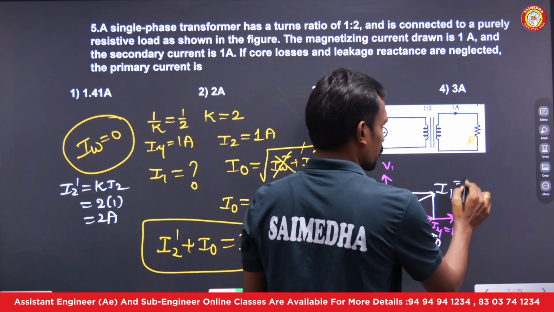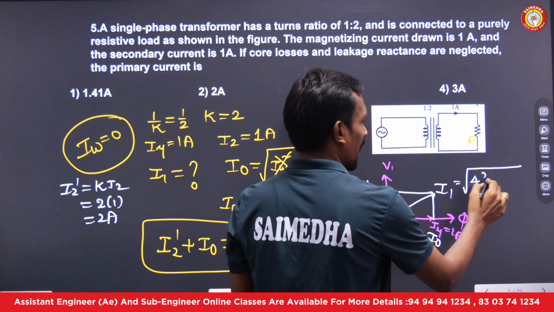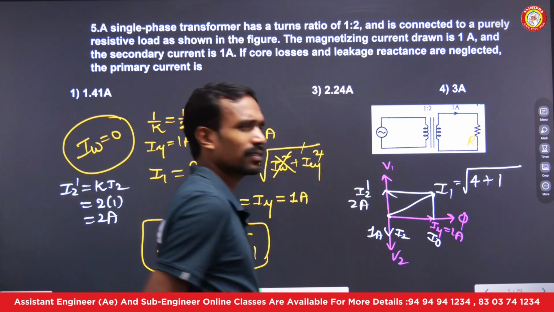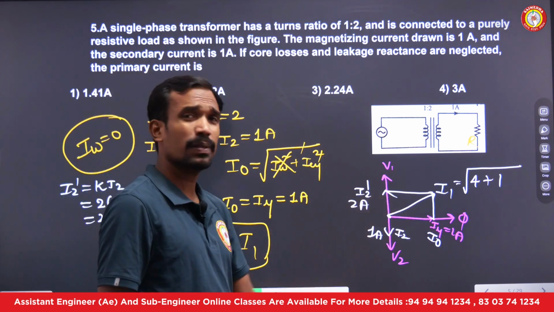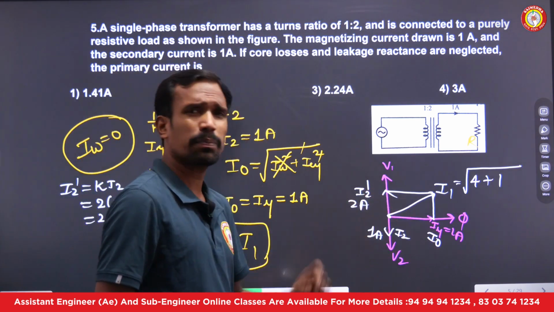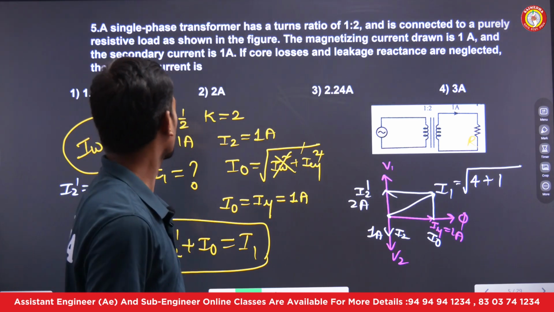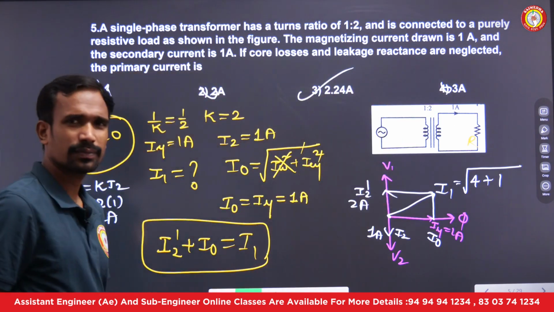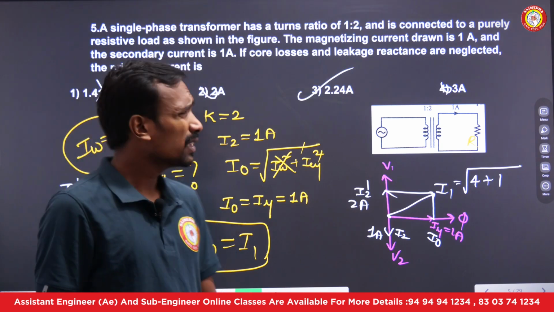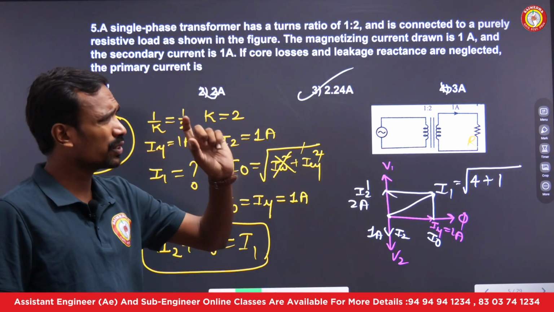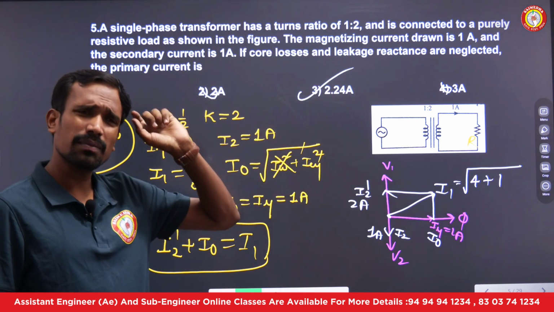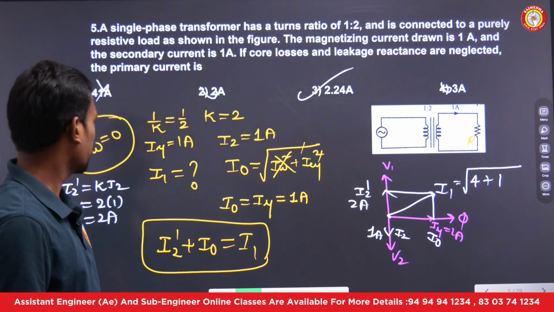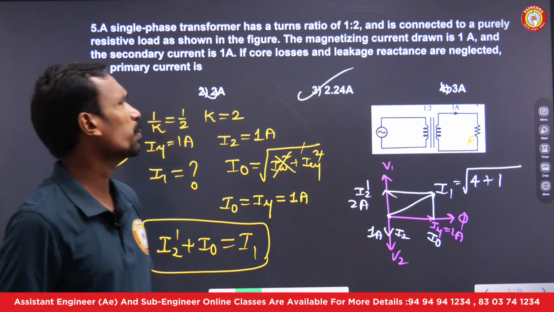So I1 is equal to square root of I2 dash square plus I naught square. That's it, because both are displaced by 90 degrees. So, root 5 is your answer. Root 5 is around 2.24 amperes. This is a previous GATE question and Genco Transco AE question, IES question. In many other competitive exams they asked, they are already repeatedly asking. So, what will be the answer here? Root 5, nothing but 2.24 amperes.